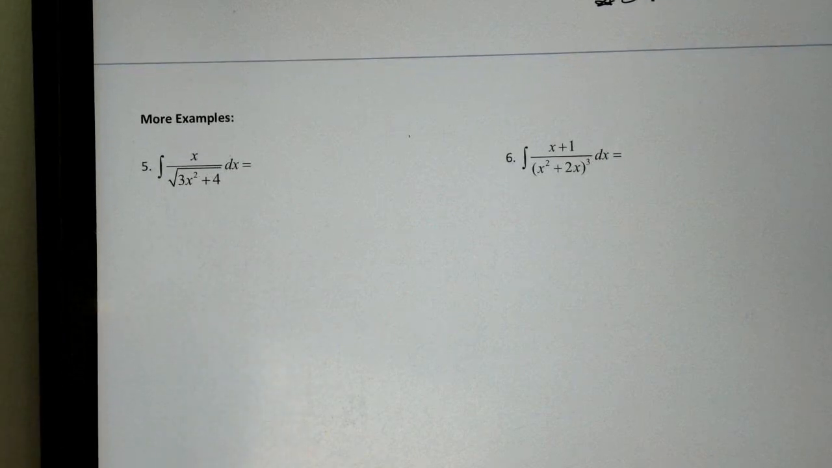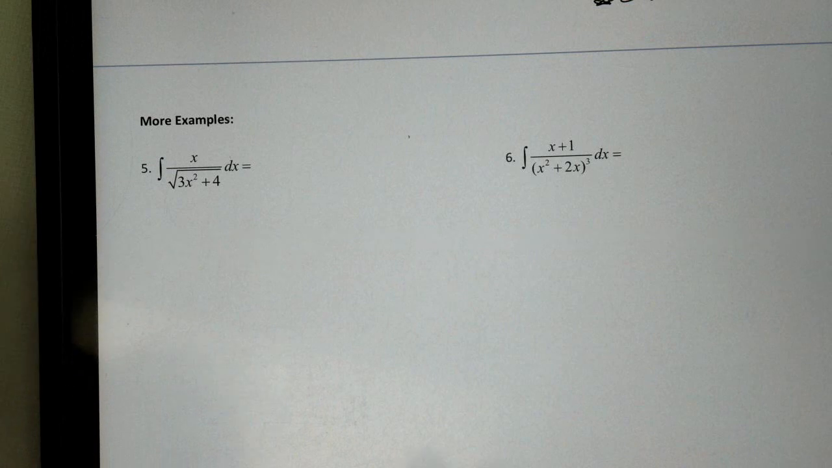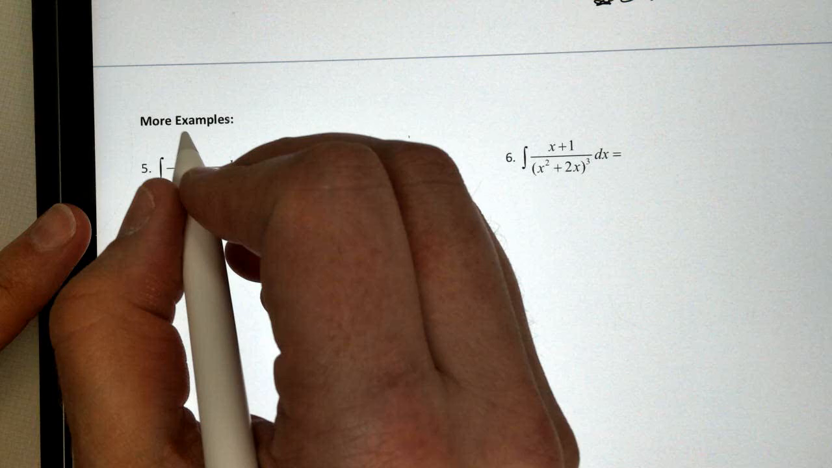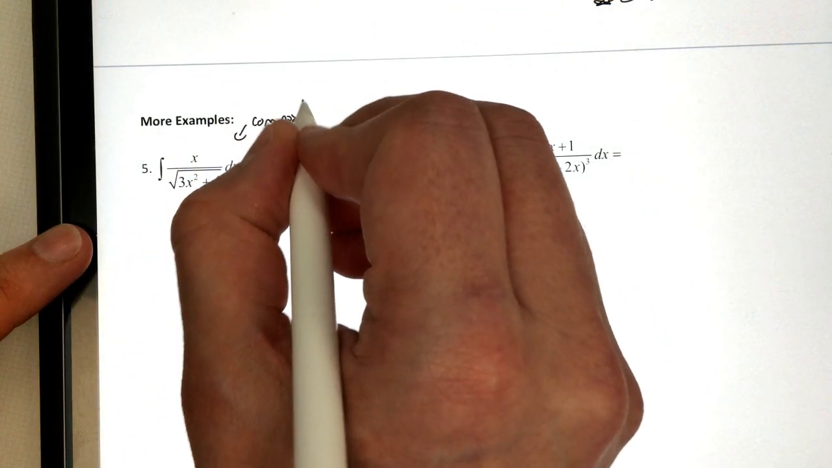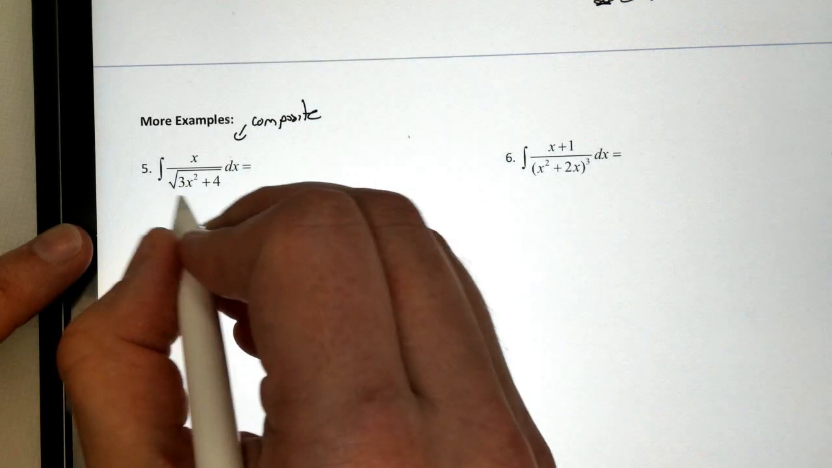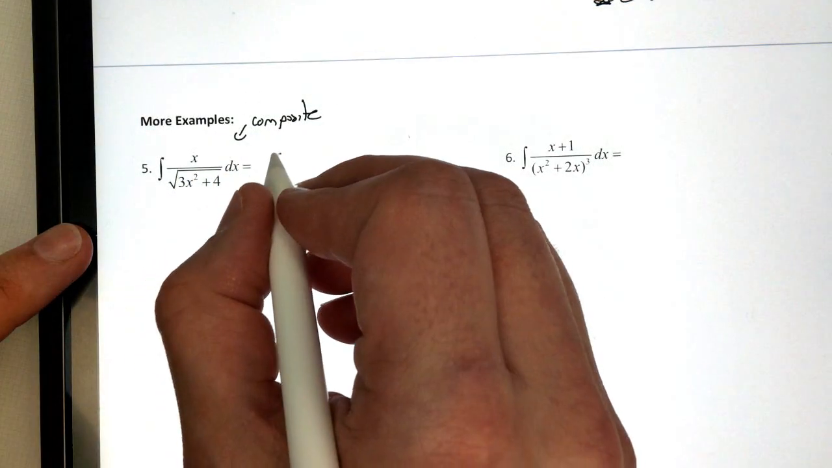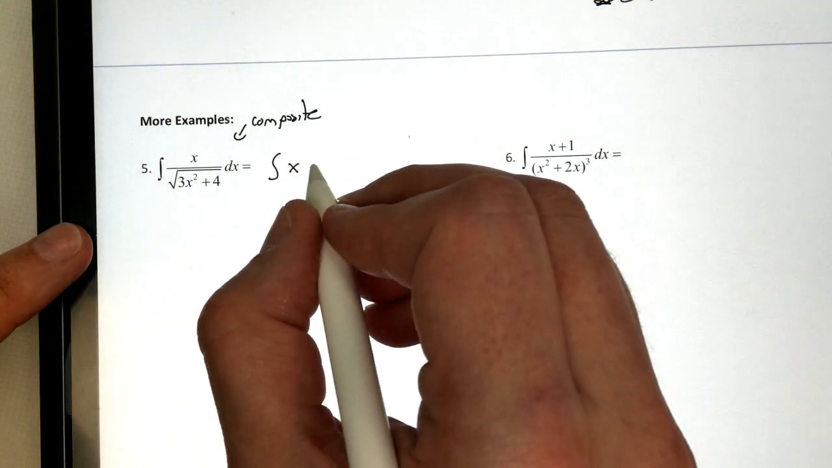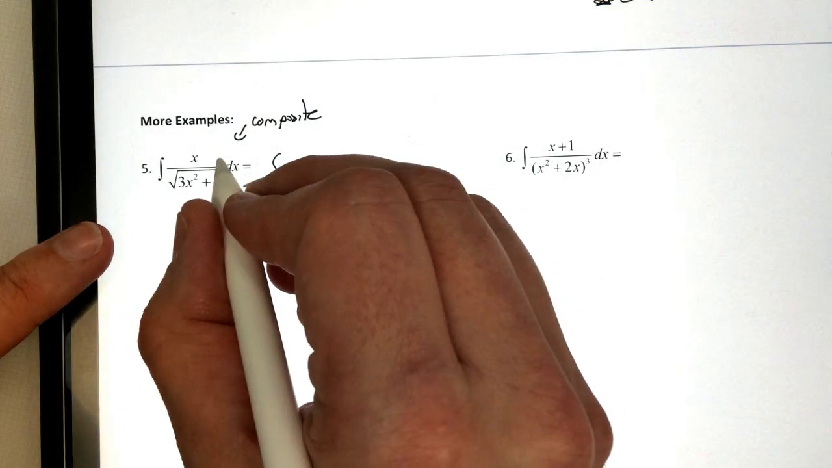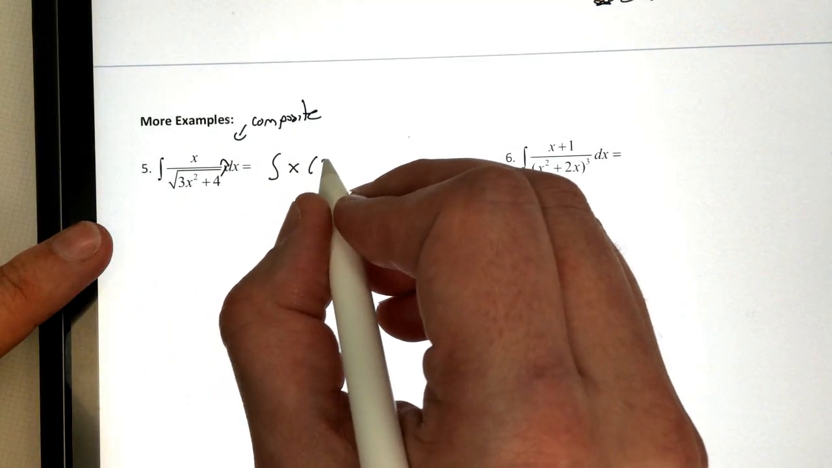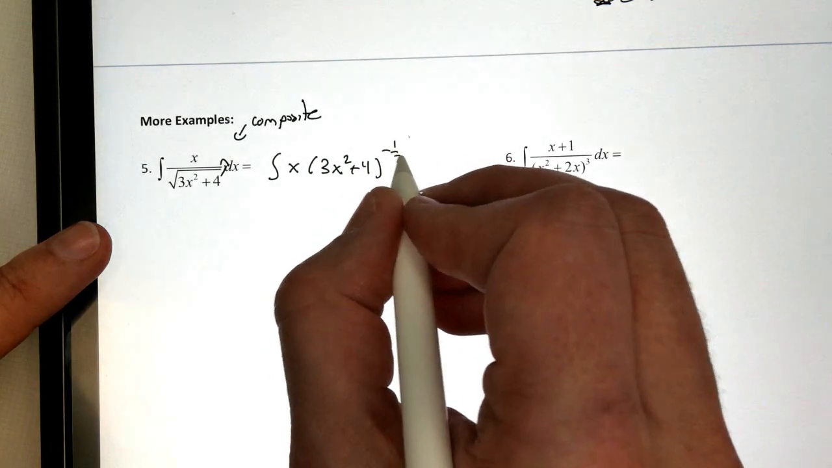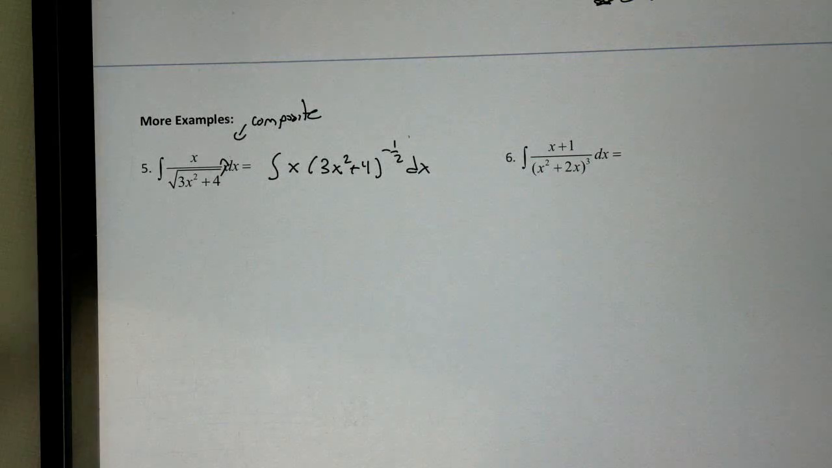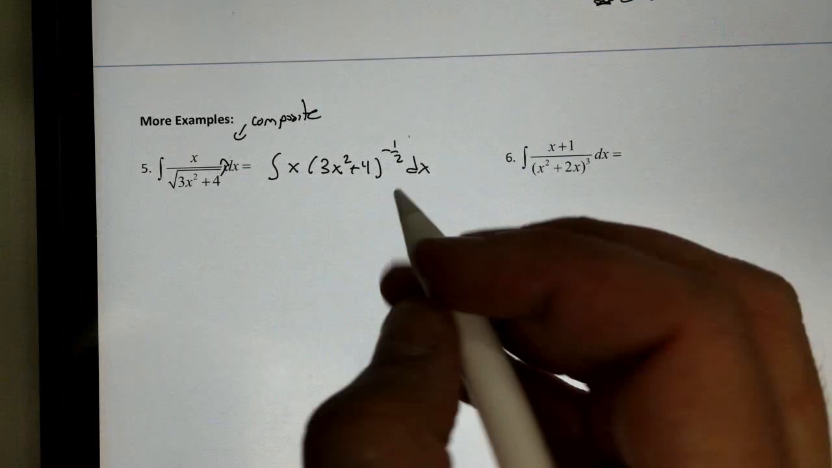Let's continue our discussion on integration by substitution. So, for example number 5, again, this is a composite function. I can tell it's composite because I have an inside function here. So when I rewrite this one, I can keep the x right there, but I'm going to bring this up. I'm going to do this all in one step here. We're really good at this. This is (3x squared plus 4) to the negative a half dx. So once I do it this way, it doesn't look so bad.